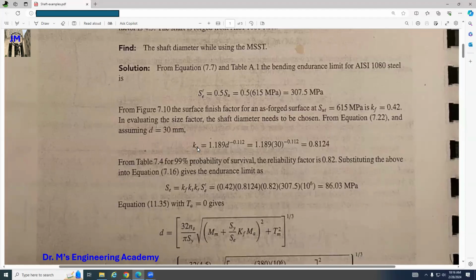However, if you are using millimeter, you are supposed to use this equation: 1.189 D to the power of negative 0.112. Now this time, this is 8 millimeter to 250 millimeter. So be careful. Why should I use this one? If you are using inch, use this one. And if you are using millimeter, use this one. So this is how we calculate the size factor ks.